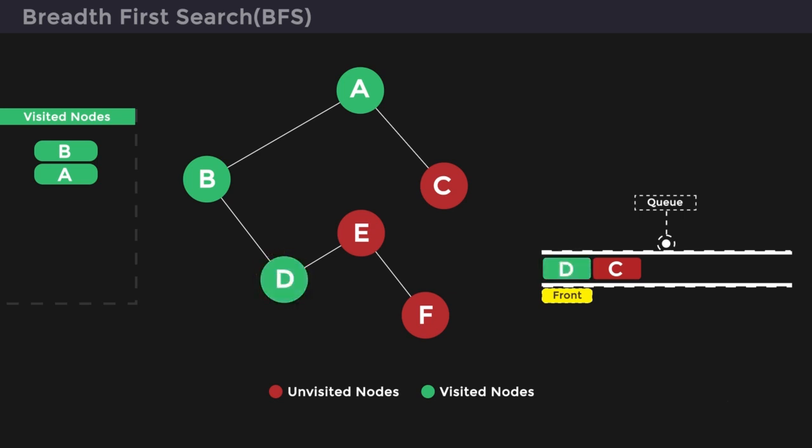Then we are going to process the next element, that is node D, and put its adjacent node into the queue, that is node E. So process the first element, that is node D, and put it in the visited list. The next node that we're going to mark as visited is C, and it doesn't have any adjacent node. Put node C into the visited list, then process the next node, that is node E, and put its adjacent nodes into the queue. Its adjacent node is F. Put E into the visited list and finally mark F as visited and put it in the visited list. Now the stack is empty and we are done.